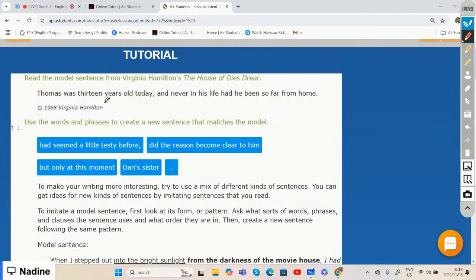And if we look at this model, it says we had to use the words and phrases to create a new sentence that matches the model. We basically compared this sentence to the first sentence that we read, which says, Thomas was 13 years old today and never in his life had he been so far away from home. That was the model sentence. And then they said we need to use the words and phrases to create a new sentence that matches the model.